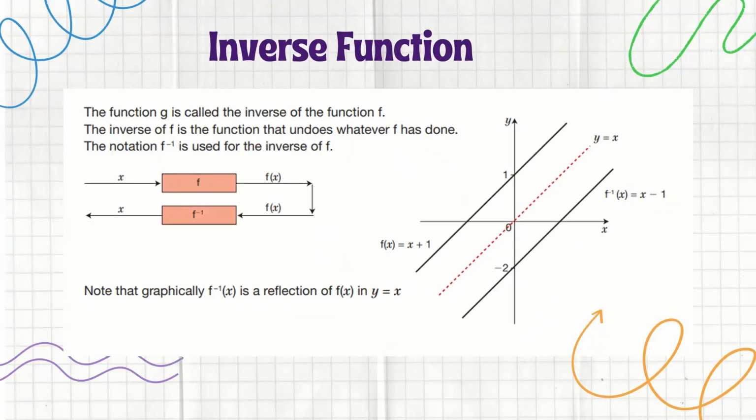So the function g is called the inverse of the function f. The inverse of f is the function that undoes whatever f has done. The notation f minus 1 is used for the inverse of f. Note that graphically, f minus 1 of x is a reflection of f of x in y equals x.